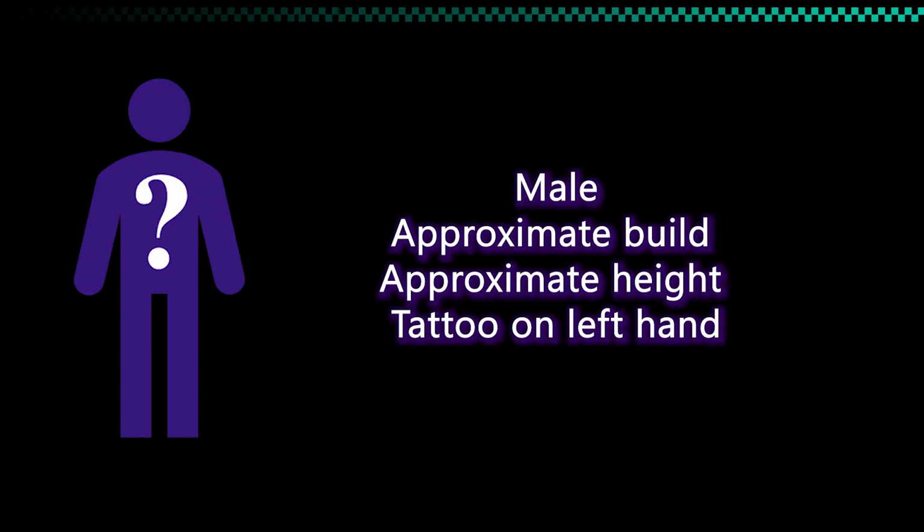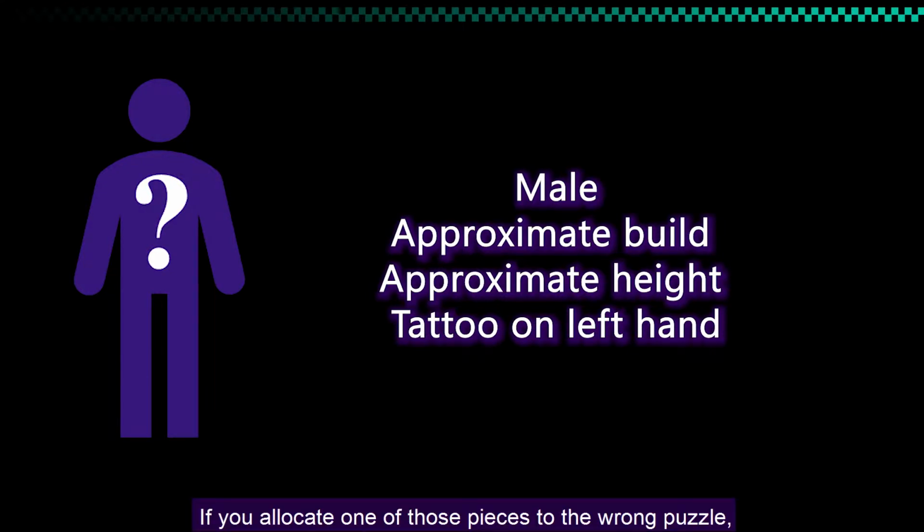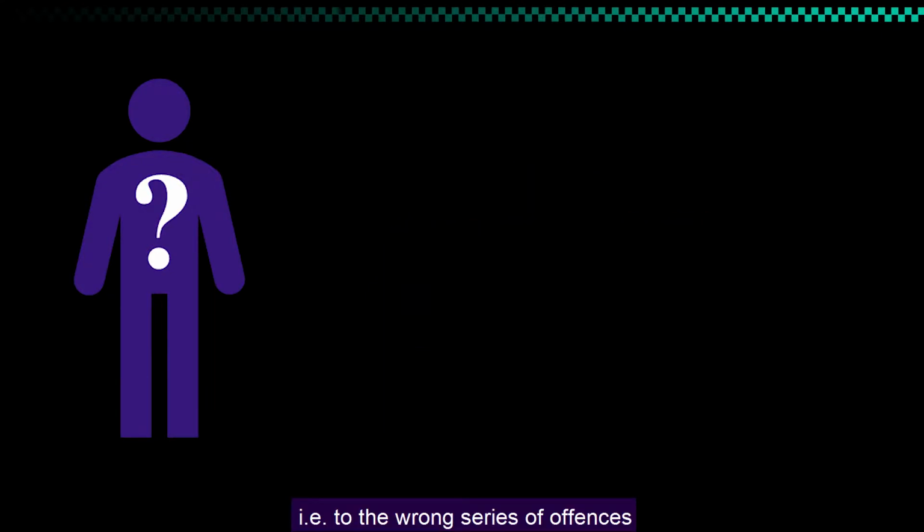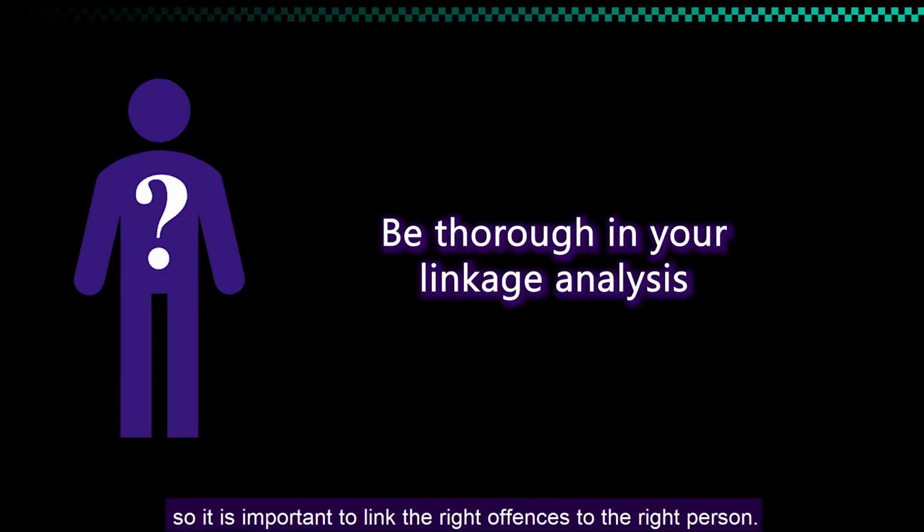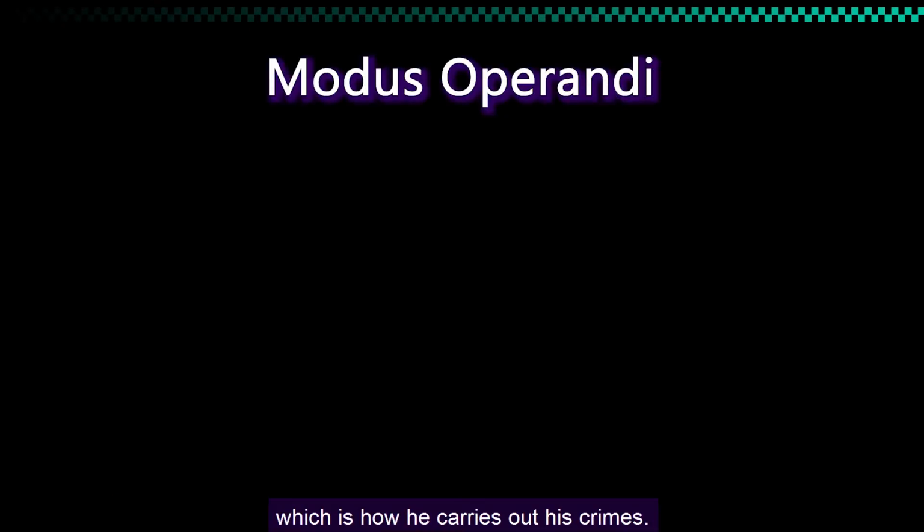on one hand. If you allocate one of those pieces to the wrong puzzle, i.e. to the wrong series of offences, you unnecessarily hinder the investigation, so it is important to link the right offences to the right person.